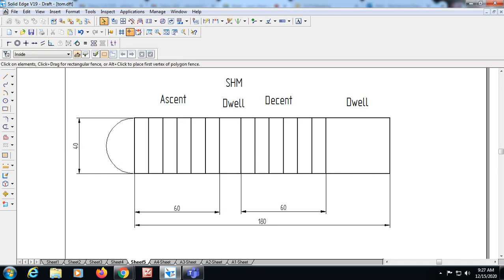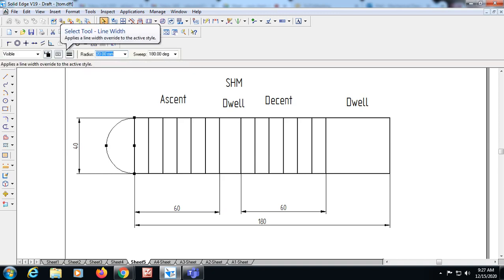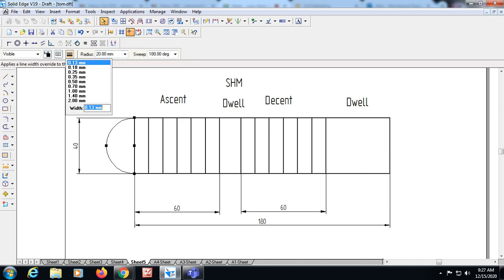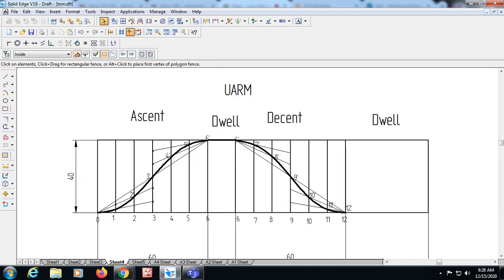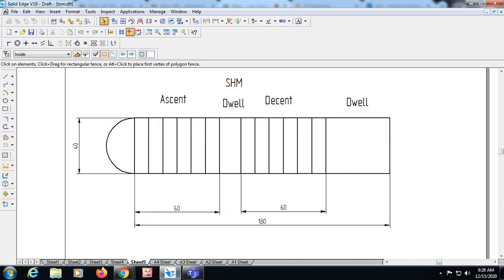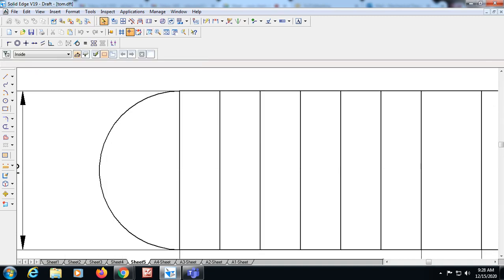Okay, I will make it dark so that you can understand, but all these are construction. Everything will be light. All this construction, everything should be light. Only the profile that you are going to draw, that is the displacement, like this curve, only this curve should be dark, the rest all will be construction lines. Okay, so once you draw this, I'll just zoom it and show you. Okay, so like this you got one half circle.